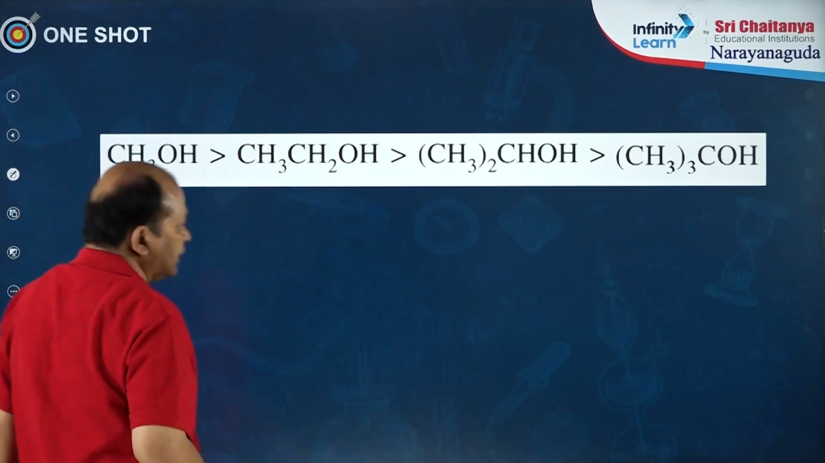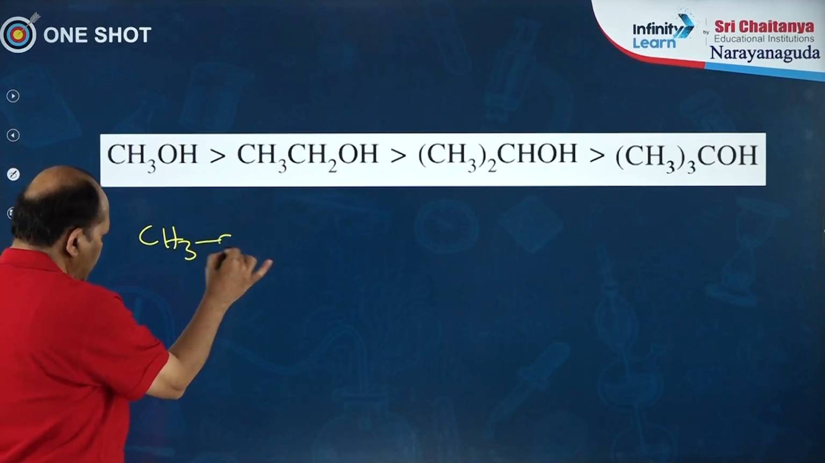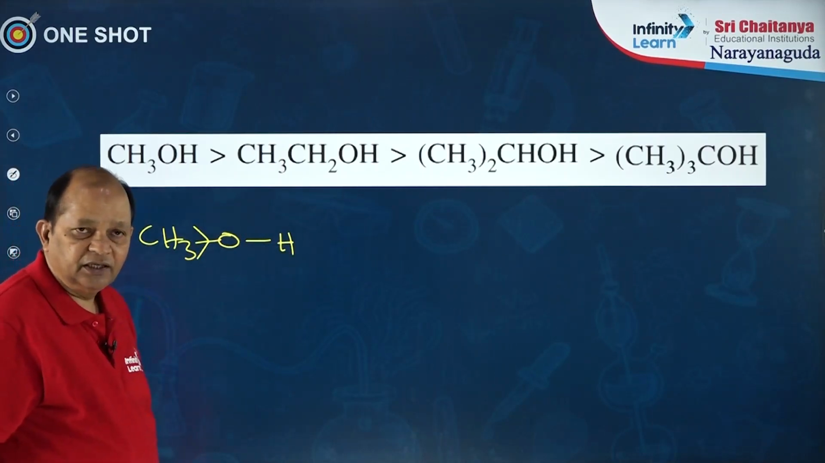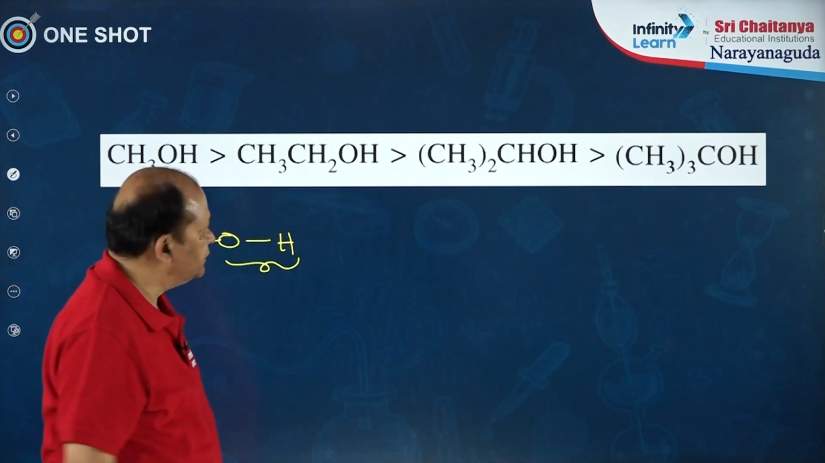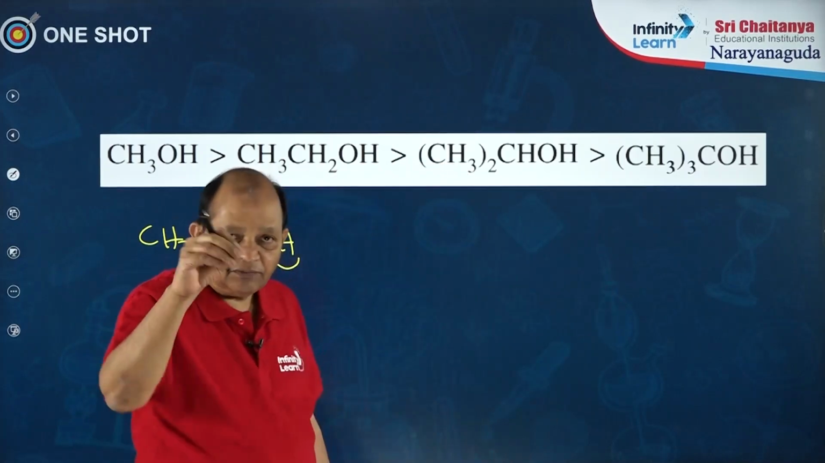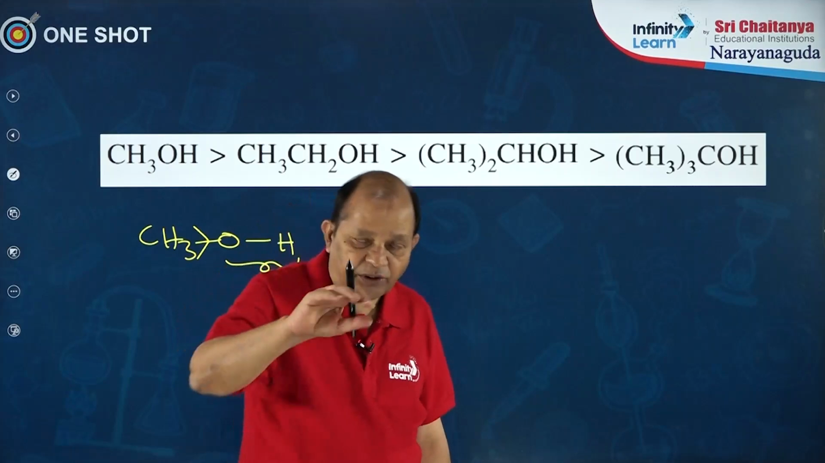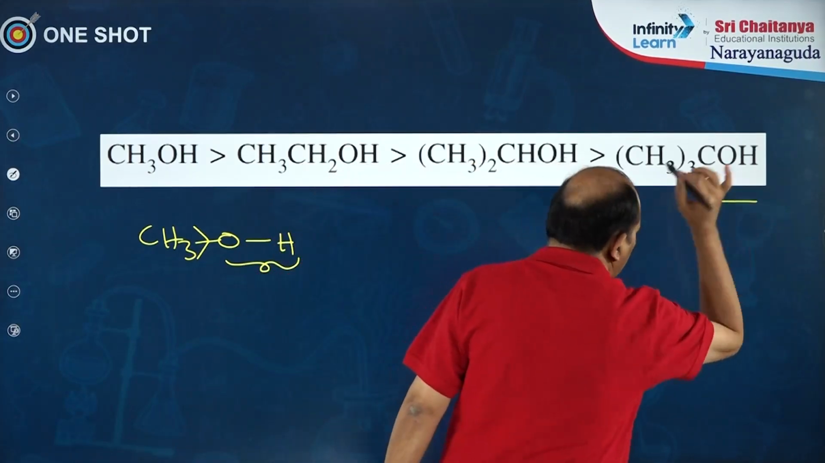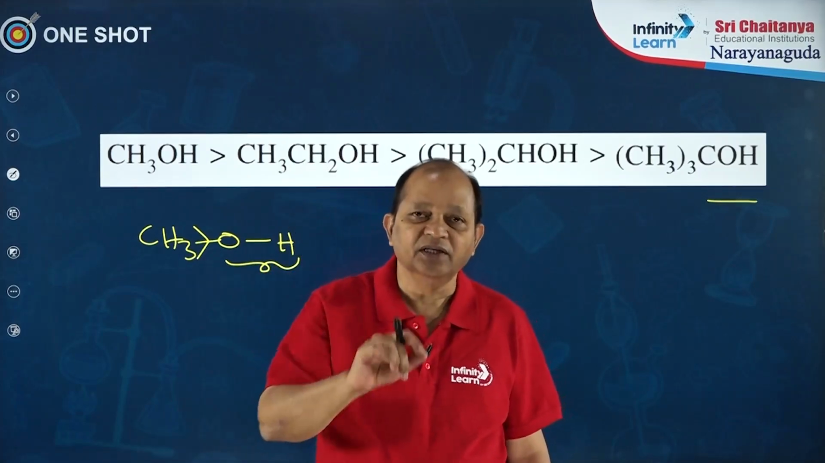This can be explained by the fact that in CH3OH, only one methyl group is giving electrons by plus I effect. The polarity is not that much reduced. As you move from left to right, as the bulkiness of the alkyl group increases, the magnitude of plus I also increases. Thereby, the polarity of this OH bond is decreasing, and thereby acidity is also decreasing.